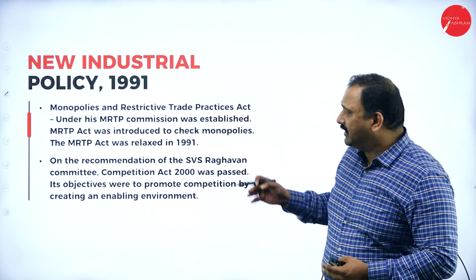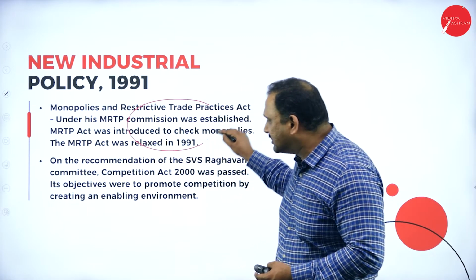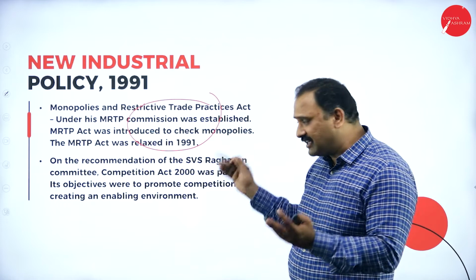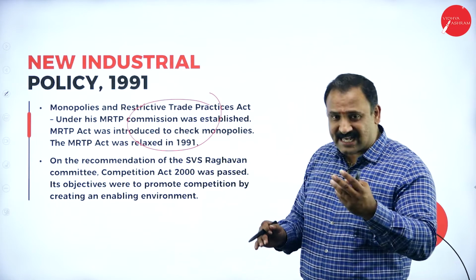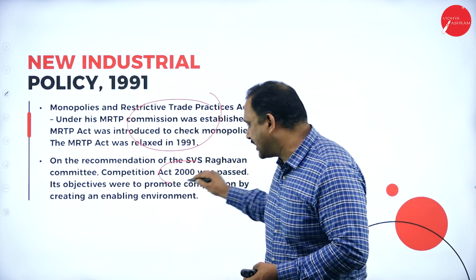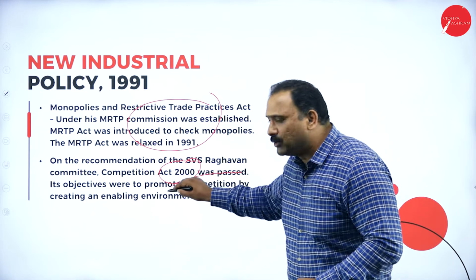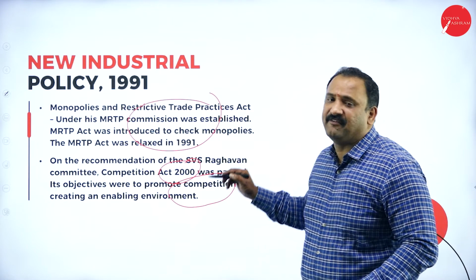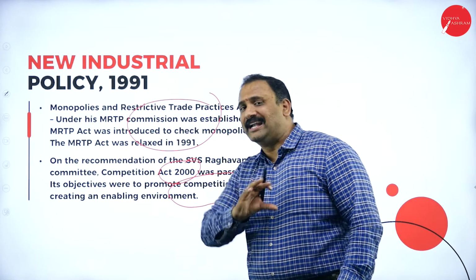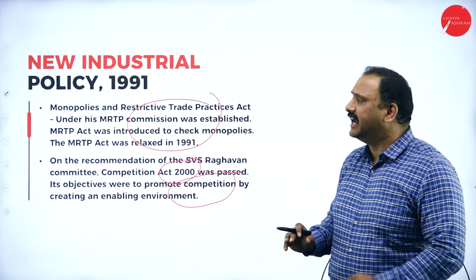Followed by the Monopolies and Restrictive Trade Practices Act, which was axed. The MRTP Act was relaxed in the year 1991, and as per the Raghavan Committee, the Competition Act of 2002 was passed. Its objectives were very clear: to promote competition with a healthy environment in mind and not to create any more monopoly-based industries.